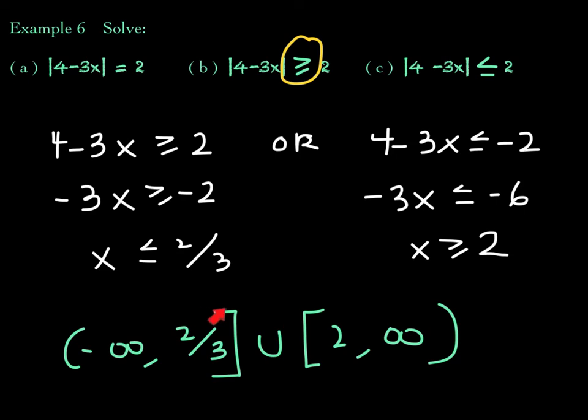Notice I have brackets on my endpoints, and that is because this inequality is non-strict, which means you are to include your endpoints, your real number endpoints, right? Negative infinity and positive infinity are not real numbers. So put brackets on your real number endpoints.